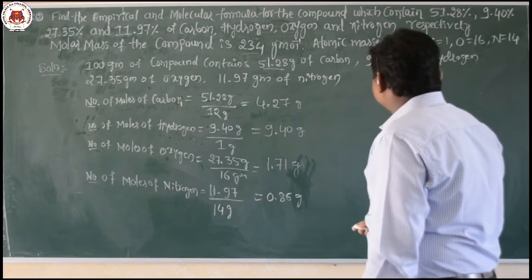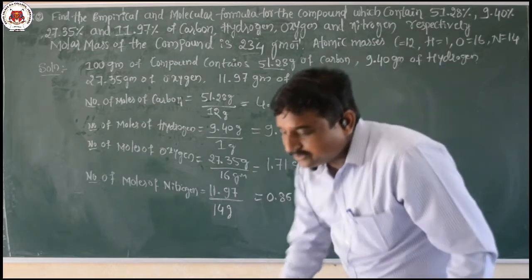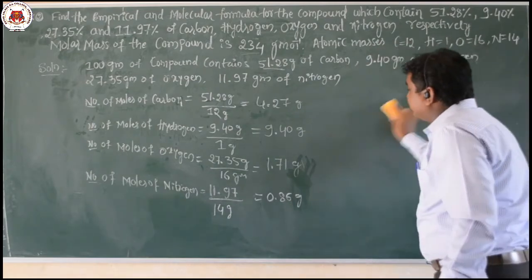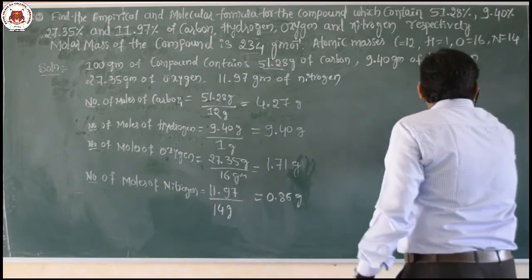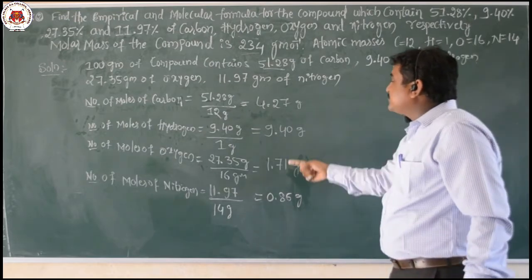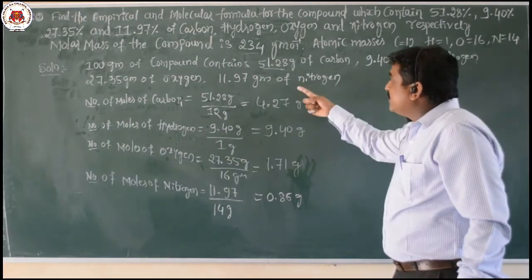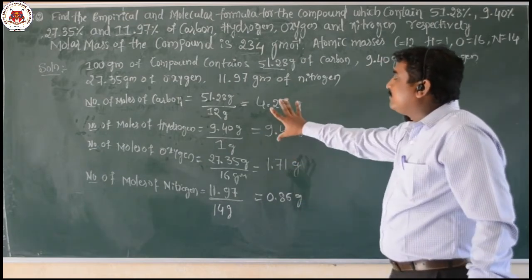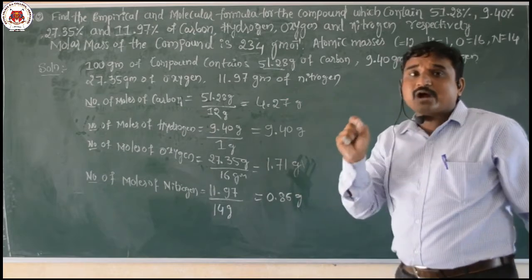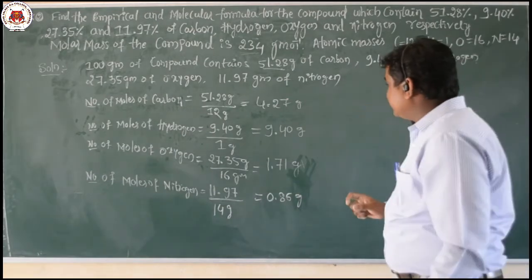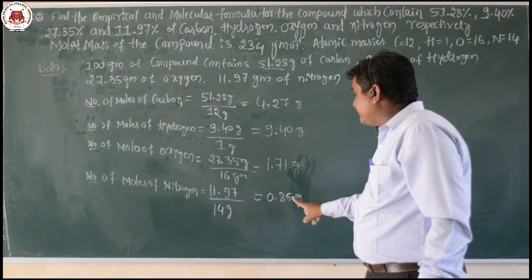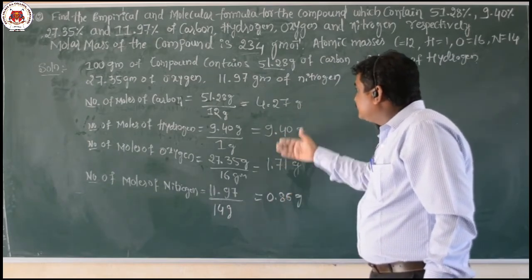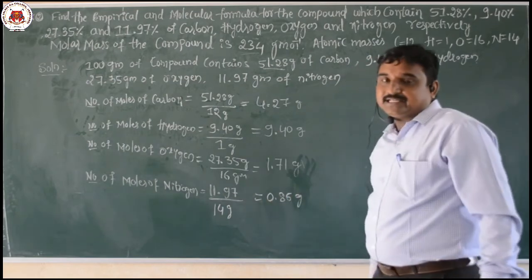So in the next step, first divide by the smallest value amongst all the number of moles. Once you calculate the number of moles, first you have to identify the smallest value. The smallest value is 0.86. So all these numbers of moles are divided by 0.86.